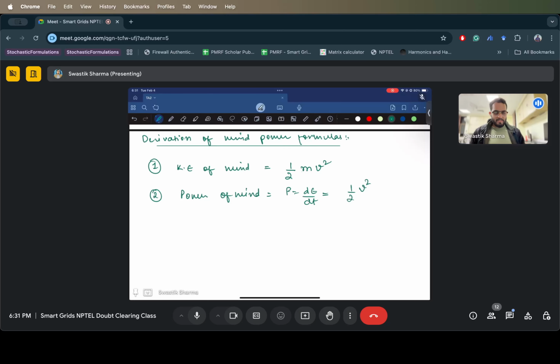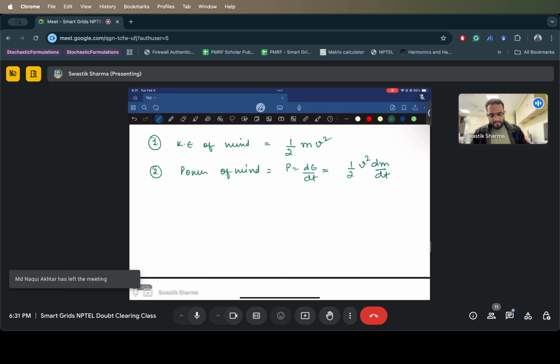So power is nothing but d by dt, right? Differentiation of energy with respect to time. So what we get is half v square m dot, or dm by dt. What is this dm by dt? How can we have mass and time as a derivative? Don't be afraid. It's called mass flow rate. This is called mass flow rate.